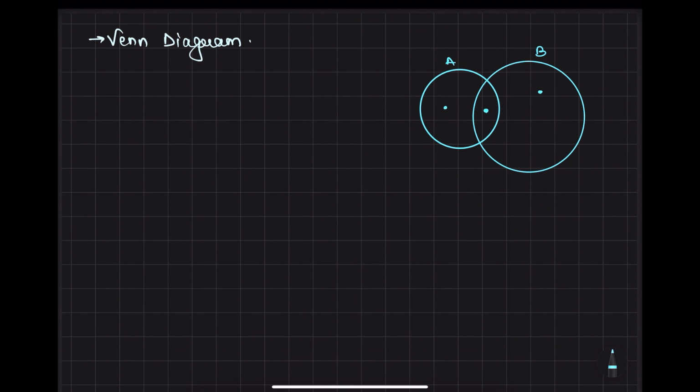Now if I ask you to find the occurrence of event A only, how will you label this room? You will be writing P of A intersection B bar, since it is outside B, so you put a bar on B. Now we will name this room as probability of A bar intersection B, and you know that this room is outside A, so put a bar on A.